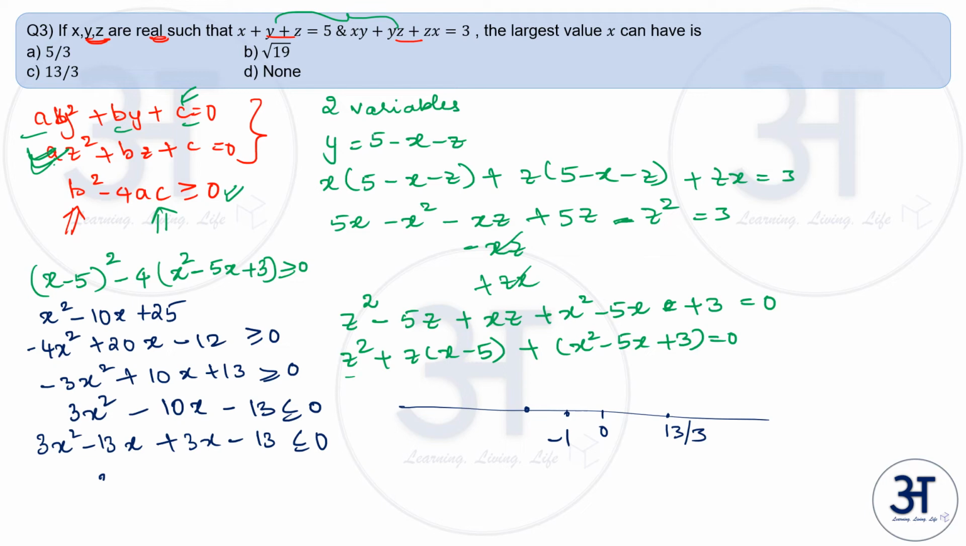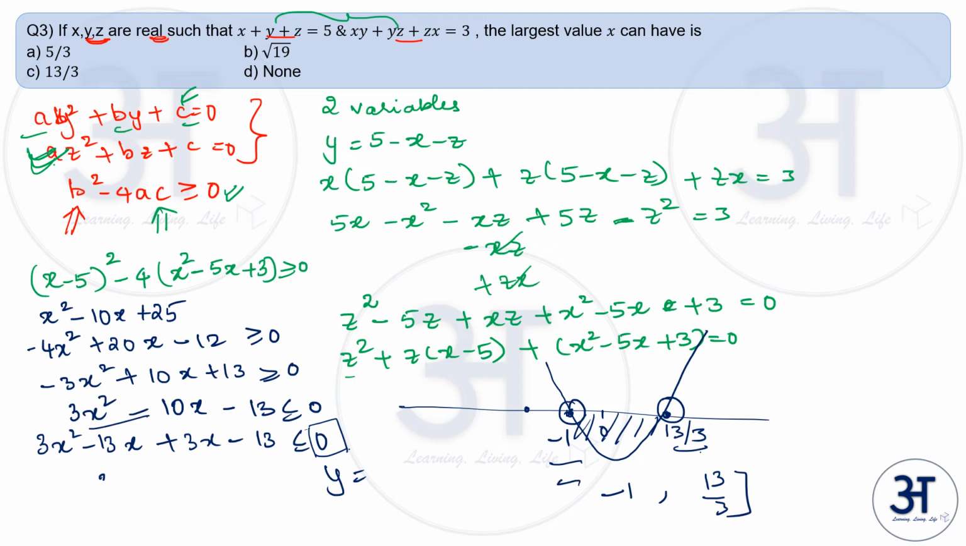So how would your inequation, how would your y equal to this 3x square minus 10x plus 13 look like? So it will be somewhere like this. So it will be less than or equal to 0 for all the values between minus 1 and 13 by 3. And that is what we need, right? So these are all the values which x can take, minus 1 to 13 by 3 both included. Now what did they ask? Largest value of x. So that would be your 13 by 3. Let's move to next question.